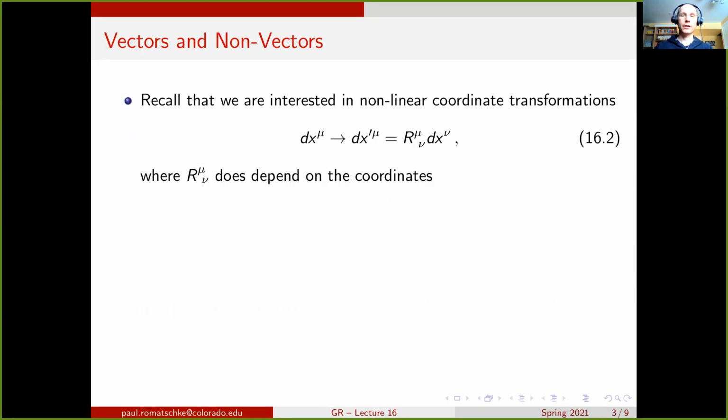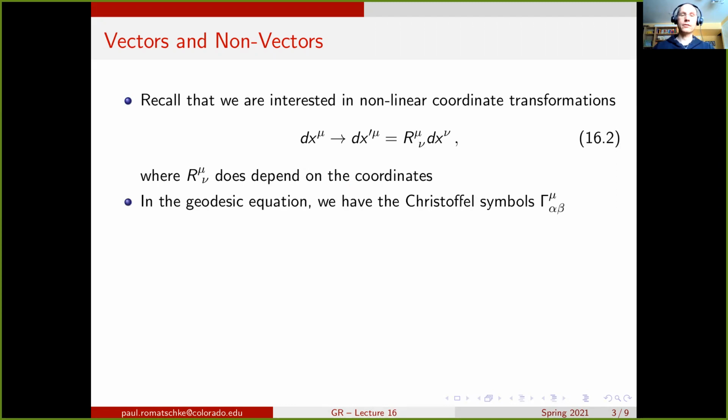Okay, in order to get started, recall that we are interested in nonlinear coordinate transformations, those where the coordinate change dx mu to dx prime mu is expressed by this transformation matrix R mu nu, which itself can or will depend on the coordinates.